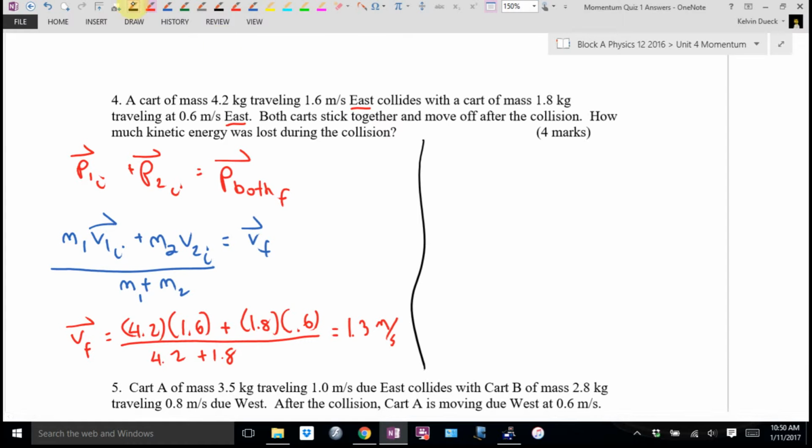I guess kinetic energy lost is going to be how much you start with minus how much you end with. Whatever's missing is what's lost.